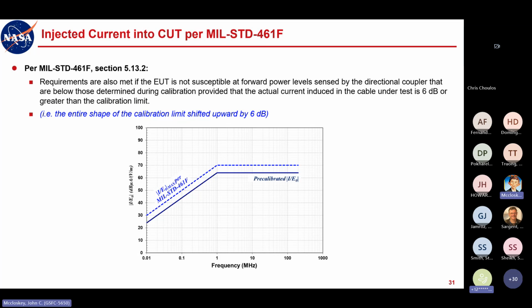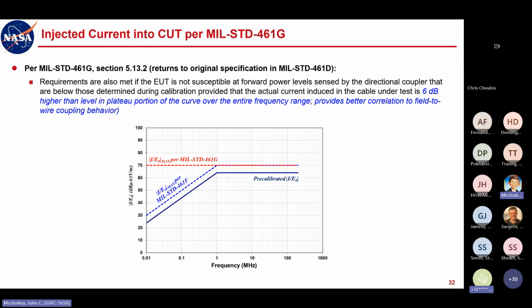Okay, mill standard 461G went back to the original specification when this test method was introduced in 461D in 1993. And here I'll just read this. Requirements are also met if the EUT is not susceptible at forward power levels sensed by the directional coupler that are below those determined during calibration, provided that the actual current induced in the cable under test is 6 dB higher than the level in the plateau portion of the curve over the entire frequency range, which provides better correlation to field to wire coupling behavior.